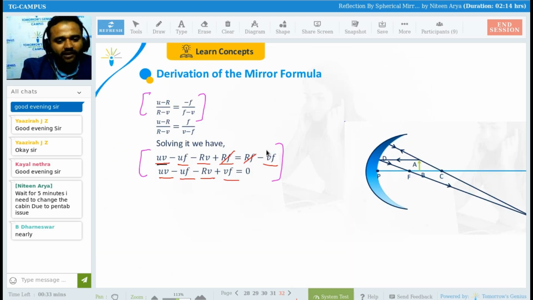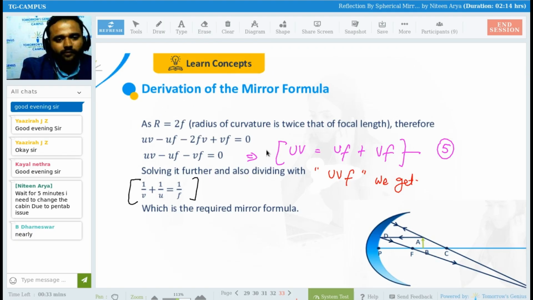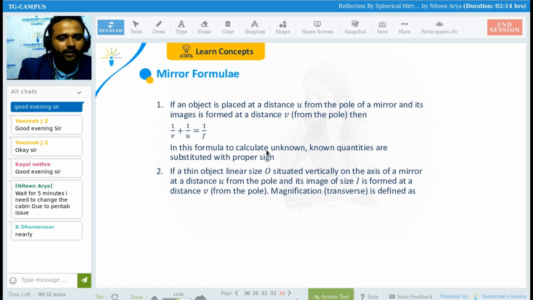Then just mathematics, rearranging the formula and cross multiplying. After doing the cross multiplication, we cancel out the same terms. After getting the terms, we put R equals 2F to get every value in terms of UVF. When we get the main important equation number 5 in terms of UVF, we divide the whole equation with UVF, and we get the important mirror formula, which is 1 by V plus 1 by U equals 1 by F. Clear?